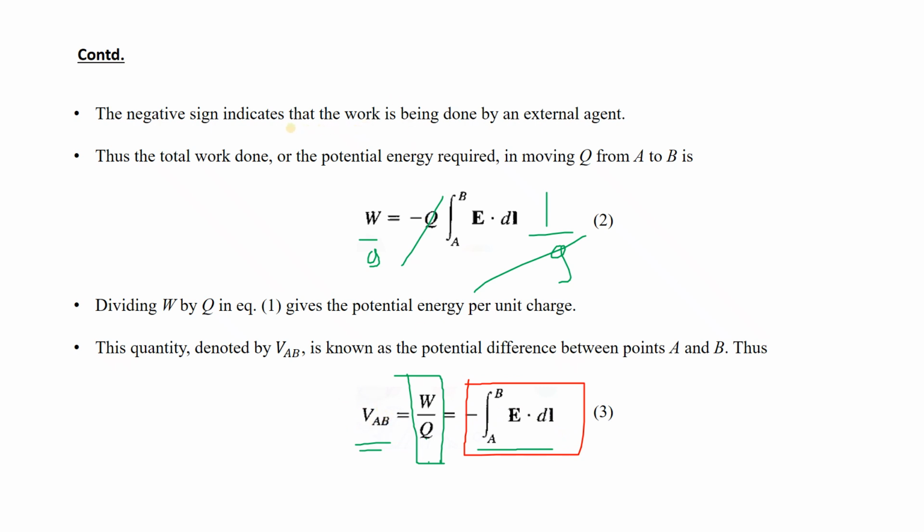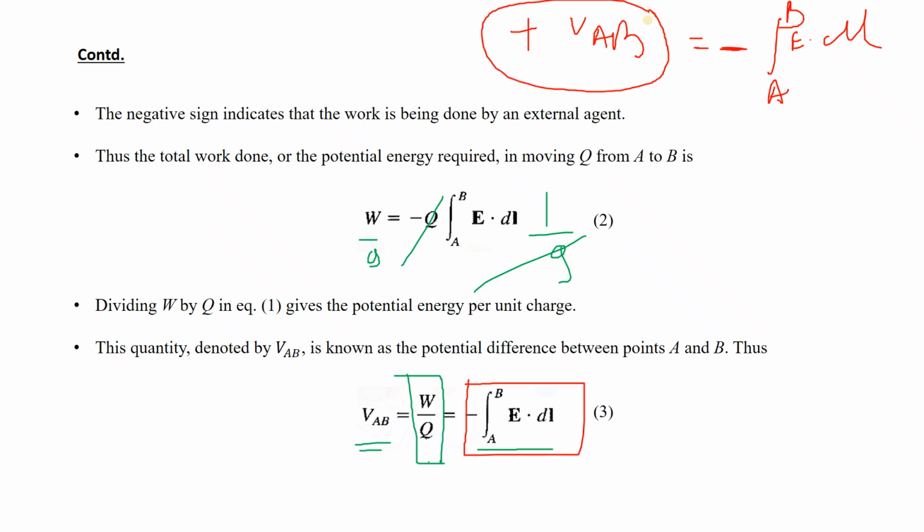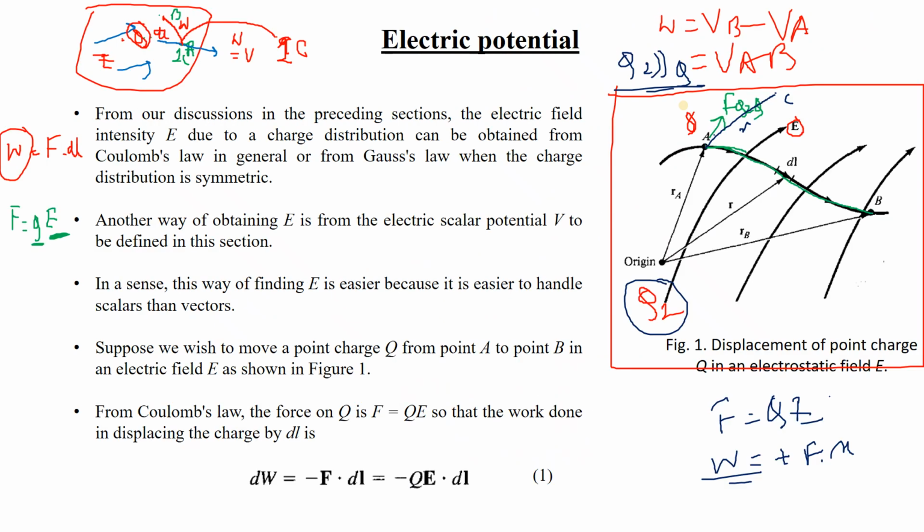VAB is minus this, but that does not mean that potential difference is negative. पोटेंशियल डिफरेंस नेगेटिव क्योंकि ये एक्सटर्नल एजेंट कर रहा है. दिस इज नंबर 1 पॉइंट. नंबर 2 पॉइंट इज VAB, if it is done by the external agent, then it is considered to be positive. So even though the equation is minus E dot dl, still the potential is positive, because the potential difference is expected to be created by the external agent.